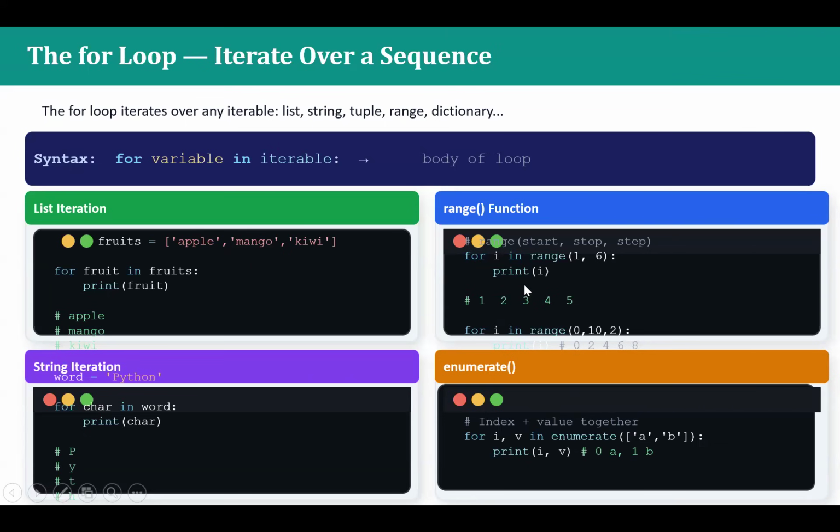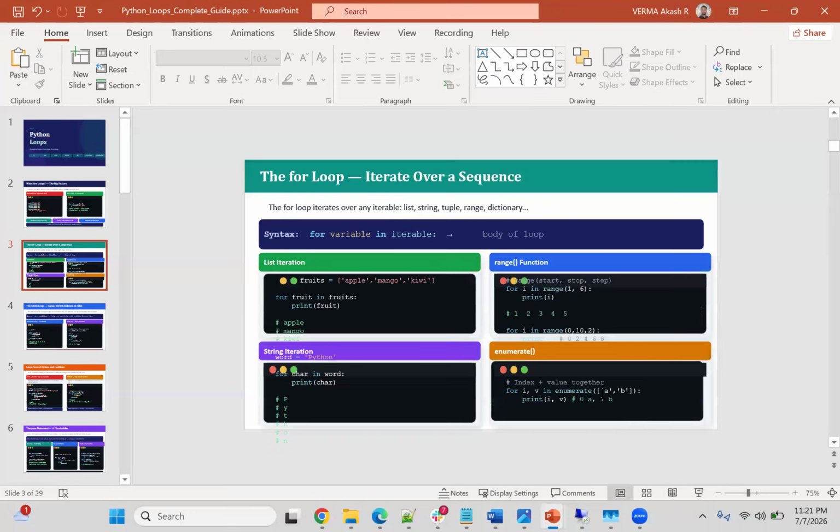A range function we have already seen. And again, to print word by word, you can use this char function. So you just use for char in words and print the char. It will print letter by letter. And this one, enumerate. Let's do the practical of this one.